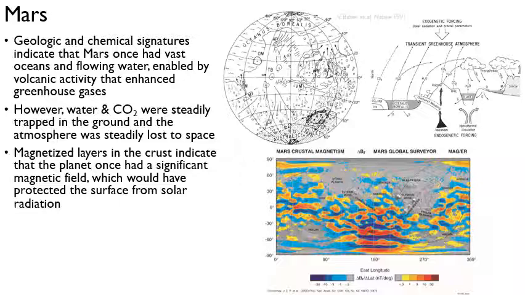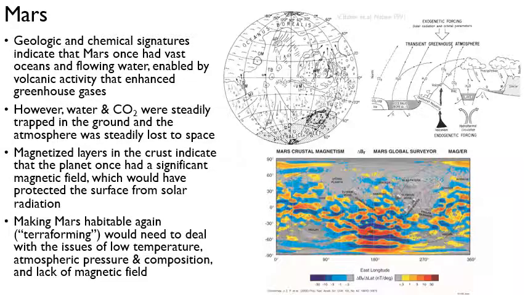Another problem with modern day life on Mars would be that there's not much of a magnetic field, and so you need a magnetic field to shield from solar radiation if you're that close to the sun. But there is evidence that Mars did have a relatively significant magnetic field in the past. So orbiters can measure the magnetization of the crust of the planet, and there does appear to be evidence of a past significant magnetic field.